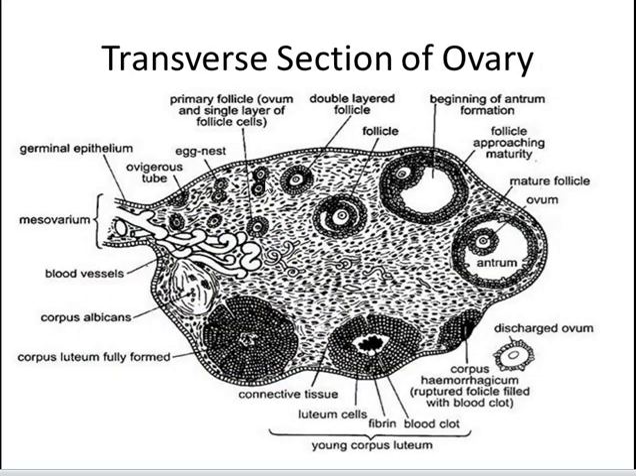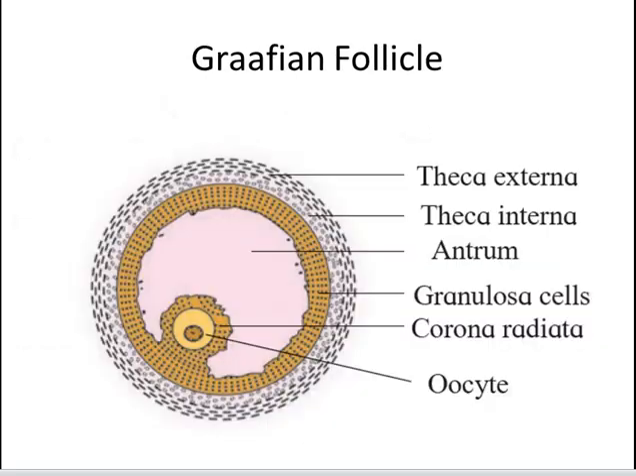The egg is released from the Graafian follicle during ovulation, and the remaining part of the follicle changes into a temporary endocrine gland called the corpus luteum. If fertilization does not occur, the corpus luteum degenerates into a white scar called the corpus albicans. The Graafian follicle is a mature ovarian follicle.